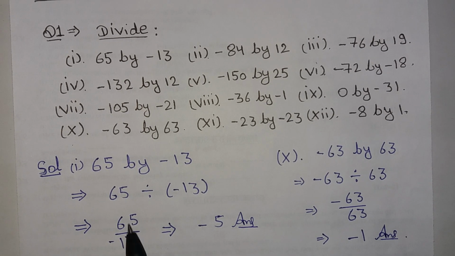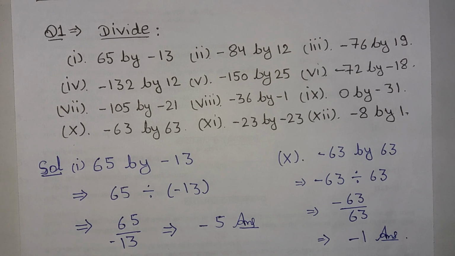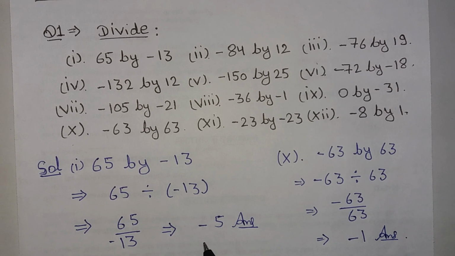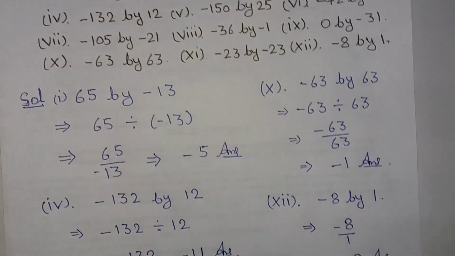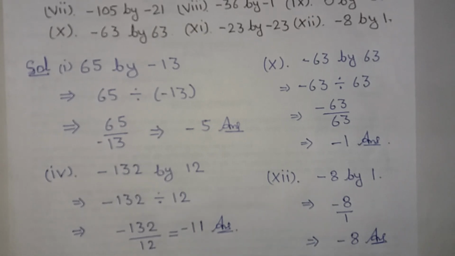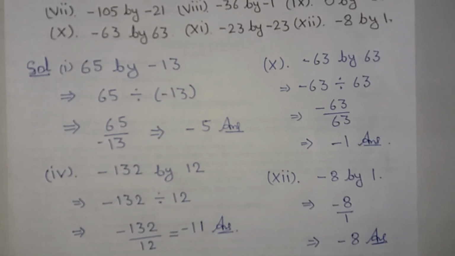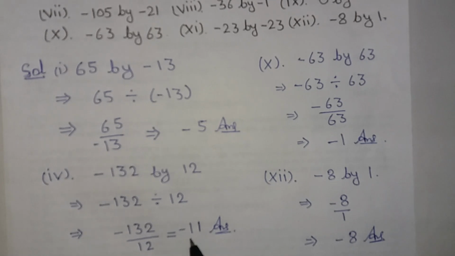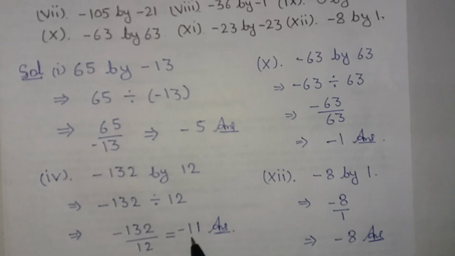When we divide 65 by minus 13, it will be 65 upon minus 13, and the answer will be minus 5. Next, fourth part. Here we have minus 132 divided by 12. When we divide minus 132 by 12, it will be minus 11. As we know, the sign will be minus. So it is minus 11.